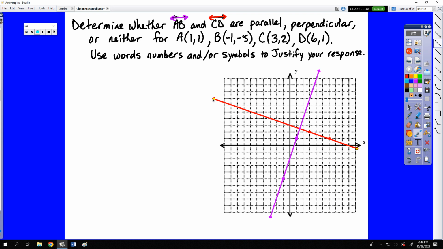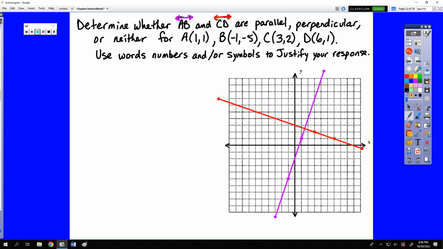All right. Now, the drawing itself is not enough information to declare whether these lines are parallel or perpendicular. Let me say that again. The graph itself is not enough information to declare that these lines are parallel or perpendicular. You have to do more.